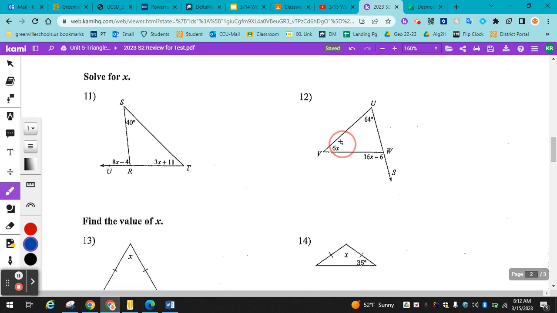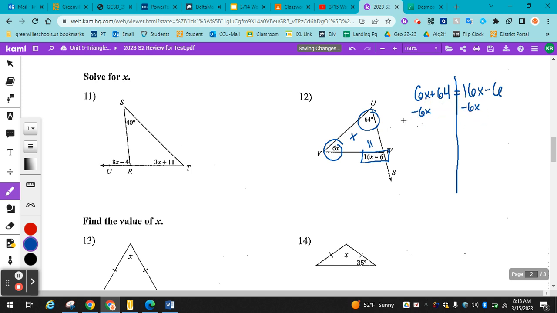Still the same concept. The interior angles add together to get me the exterior angle. So 6x plus 64 gets me 16x minus 6. Solve. Okay, your variables on one side. I always move the smallest. Move your constant. We're solving for x now.